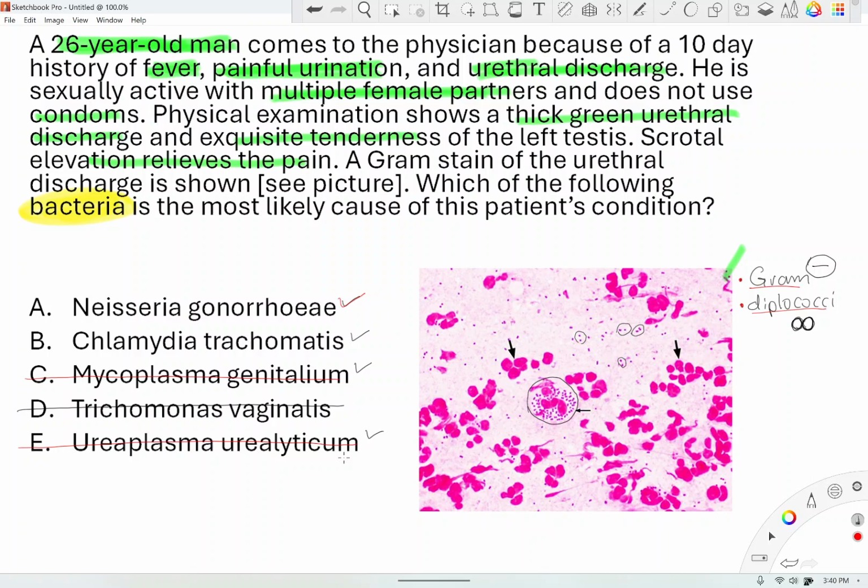Okay. Neisseria gonorrhea are swallowed by neutrophils. They exist in diplococcus form. So the answer should be Neisseria. Okay, so that is the correct answer.